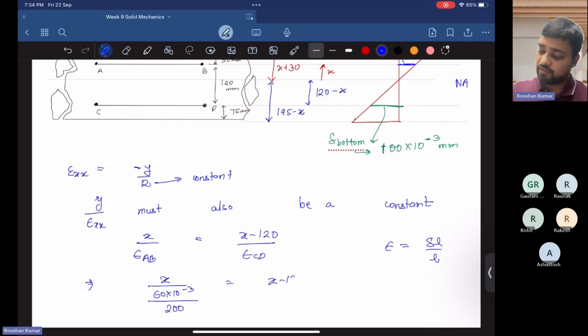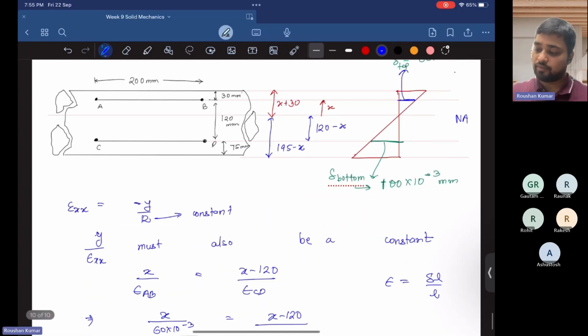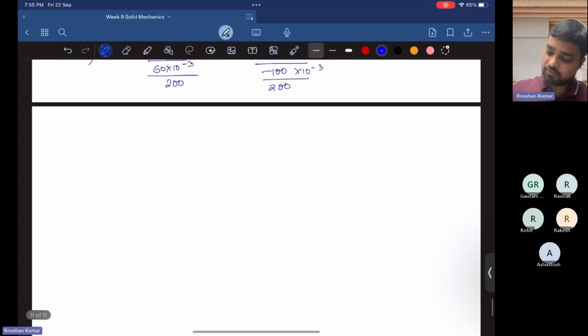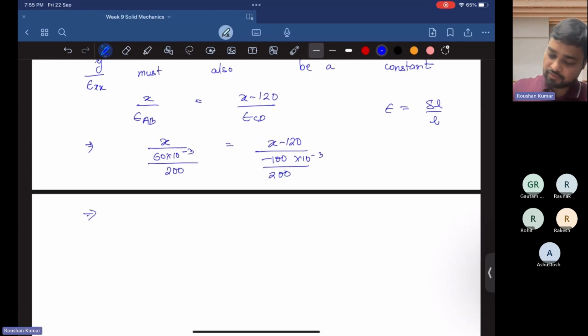Now x minus 120. What is epsilon CD? Epsilon CD is given by delta L upon L, where delta L is the change in length of the fiber CD. The length of the fiber actually decreases by 100 into 10 to the power minus 3, so it is minus 100 into 10 to the power minus 3 upon 200. So it finally becomes x equal to 0.6 into 120 minus x.